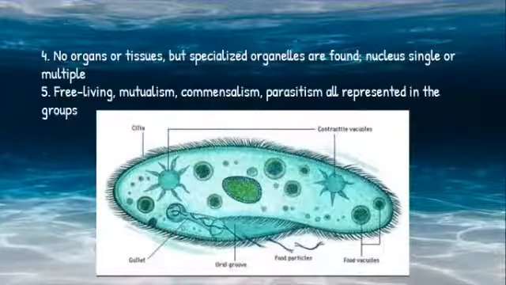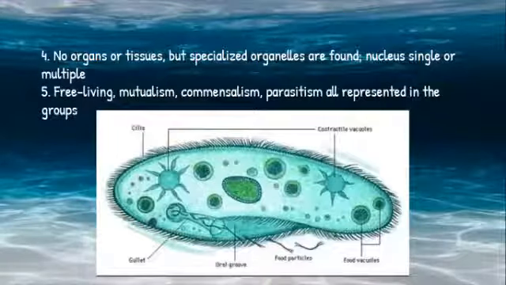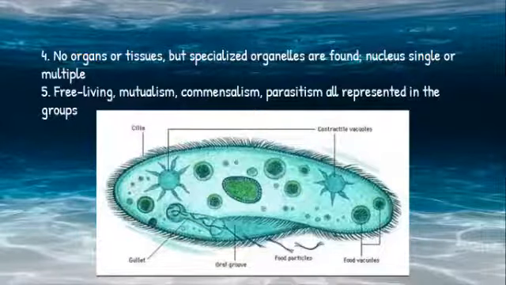These organisms do not have organs or tissues, but specialized organelles. For example, the contractile vacuoles for storing water. Also, we have food vacuoles for storing food. They have a gullet, which is the stomach, an oral groove, which is pretty much a mouth, and cilia, which is our characteristic number 6.